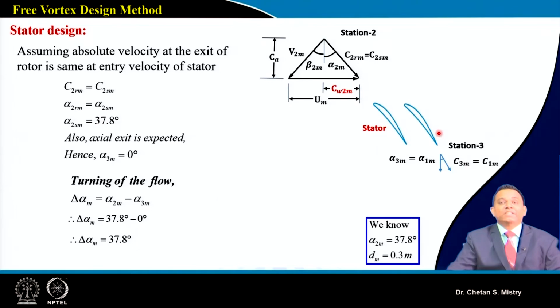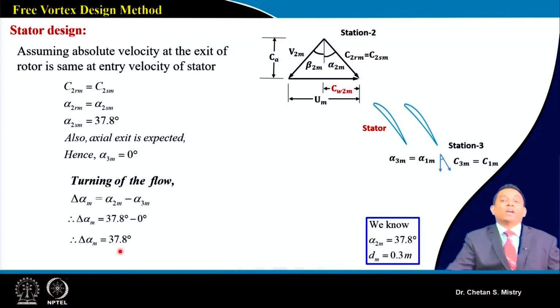Now for our design configuration, we have considered our exit to be axial. When the exit is axial, we can say alpha 3 is equal to 0, and that gives me my flow turning angle. So my flow turning in the stator at the mid station is coming 37.8 degrees. Now this is our calculation for the flow angle.